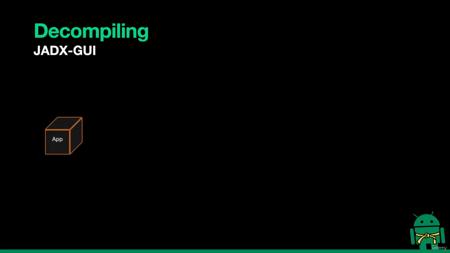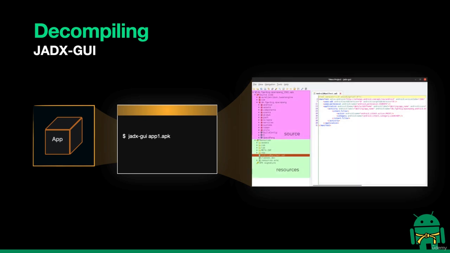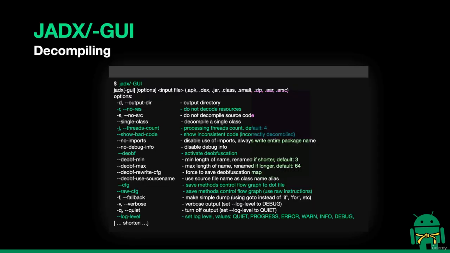Then we've got Jadx Gui, which can be used on a single application file. And we end up with decompiled resources and also with decompiled source files, which is shown over here. Finally, here's an overview about the most important parameters, but we already talked about them.